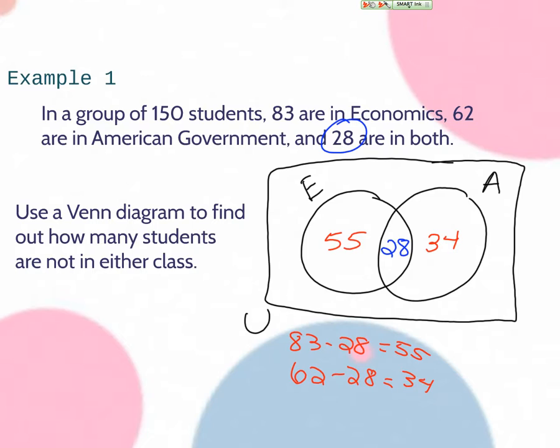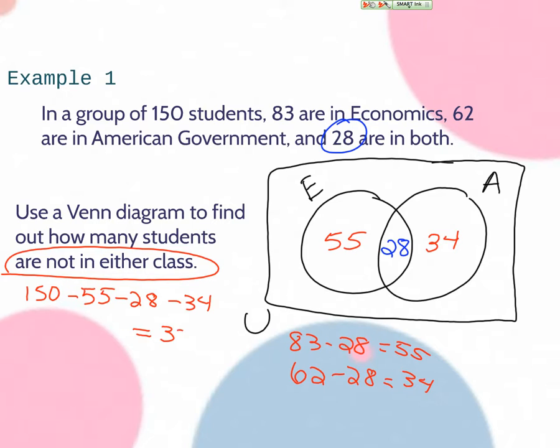So how can I answer this question? How many are not in either class? 150 minus all three. All right, yeah, we've got 150 students total. So if I subtract the 55 students in econ only, the 28 students that are in both, and the 34 students that are only in government, what I have left will be the students not in either class, which I believe comes out to 33.